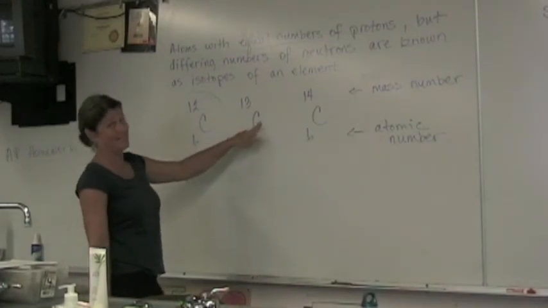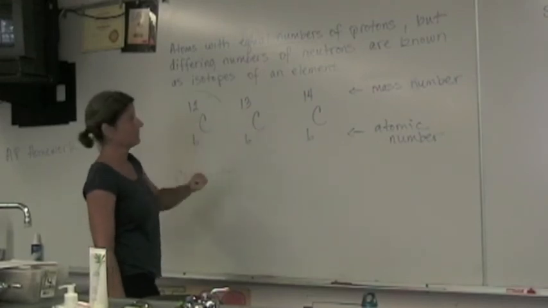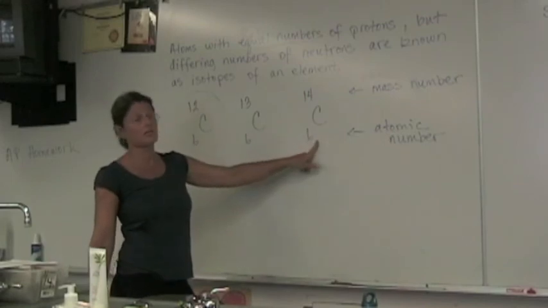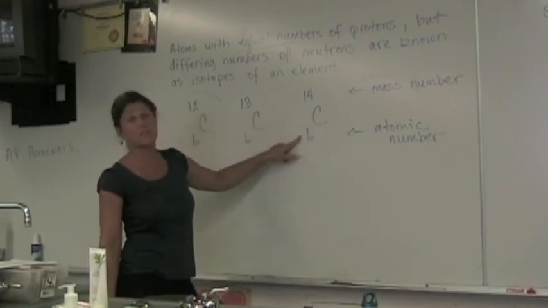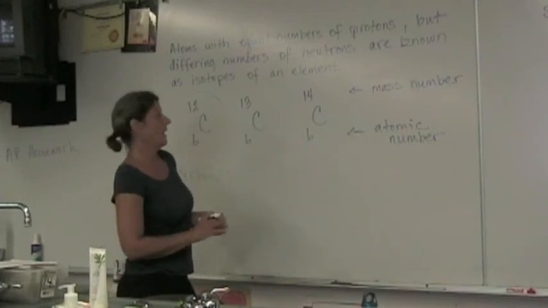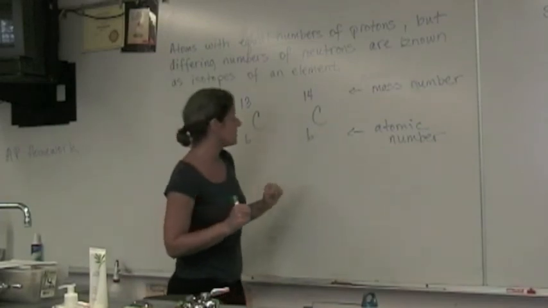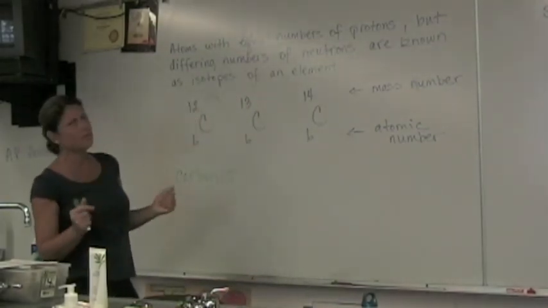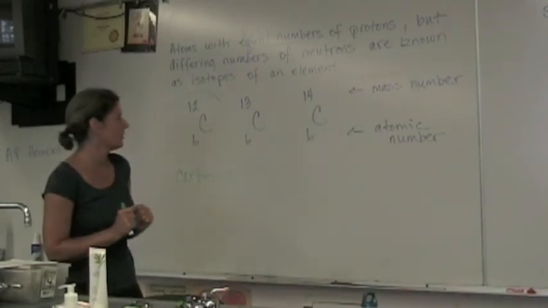Carbon 13 has got 6 protons, but how many neutrons does it have? It's got 7. And carbon 14 has got 6 protons, and how many neutrons does it have? It's got 8, right? 14 minus 6 equals 8. And this is actually what imparts its instability. It's got too many neutrons for its number of protons. Okay, so all elements come in a variety of isotopes.